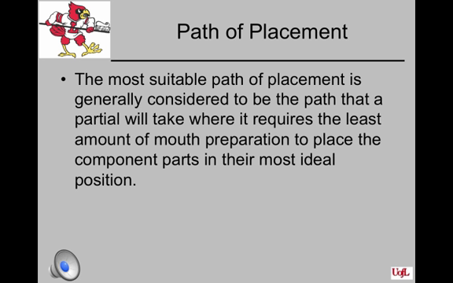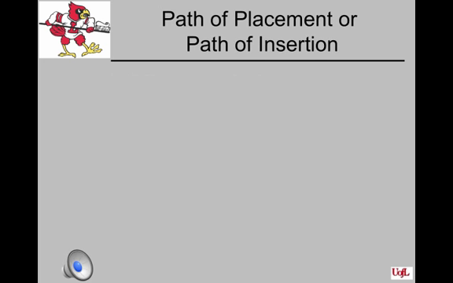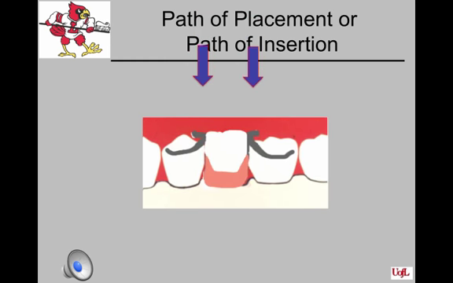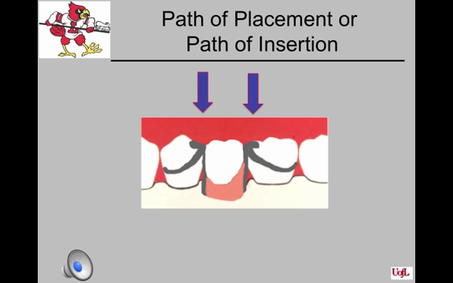The most suitable path of placement is generally considered to be the path that the partial will take where it requires the least amount of mouth preparation to place the component parts in their most ideal position. Forces that attempt to dislodge the partial are usually off vertical forces. Therefore, the path of insertion and removal should be as perpendicular to the plane of occlusion as possible.